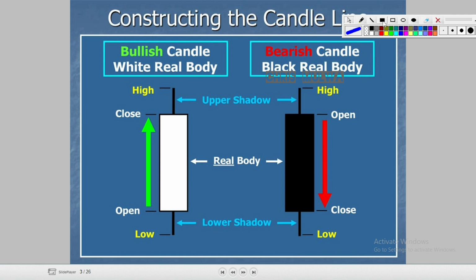This is the highest point that the market reached. Let me use red. This is the highest point the market reached. This one is the lowest point the market reached. This wick is what we are calling the shadow. The lower shadow is also called the tail. So this one is the body, from here up to here. This is what we call the body of the candlestick.